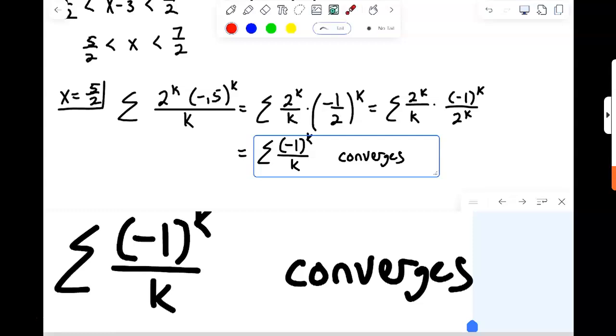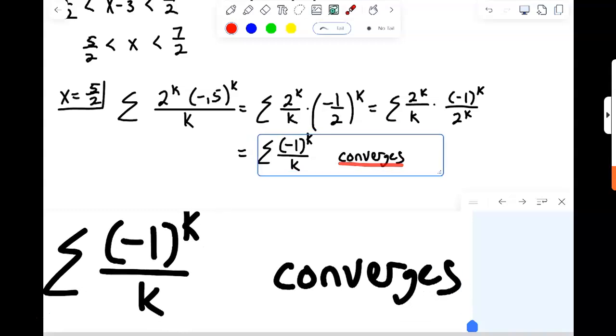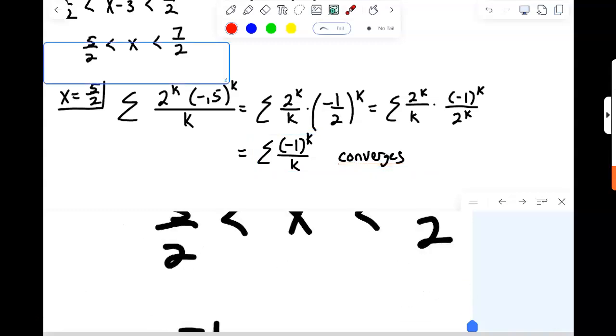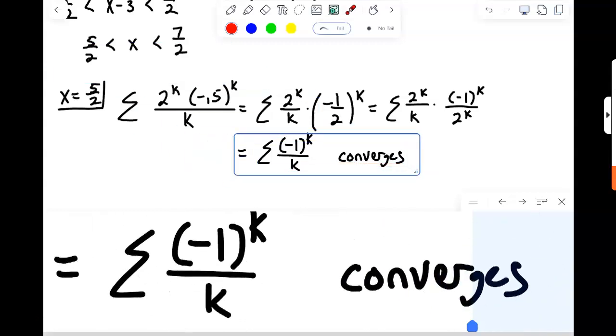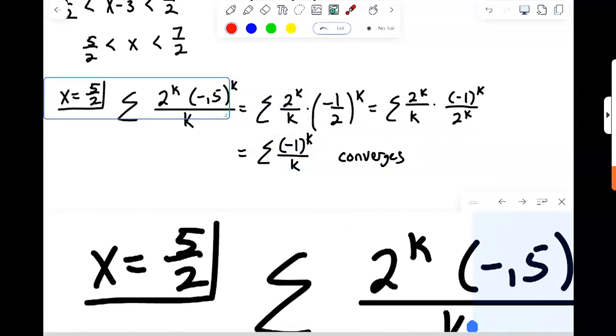But also, if you'd forgotten exactly what it was, that's okay, because we know it converges because it's an alternating series and the limit of the underlying sequence goes to 0. And that's actually a decreasing sequence, right? 1 over k decreases. So therefore it converges. So at x equals 5/2, it converges.